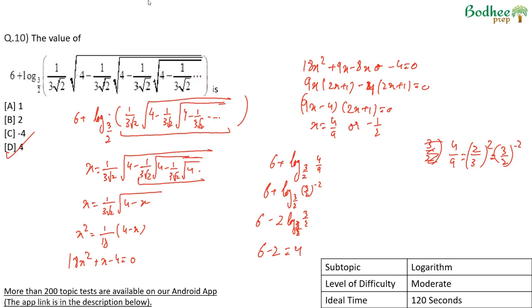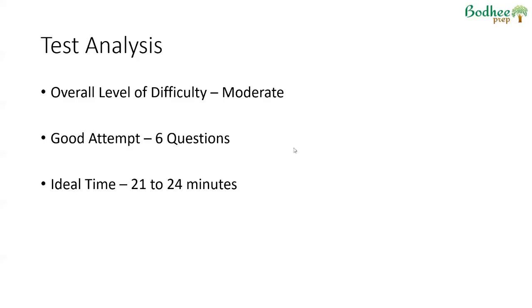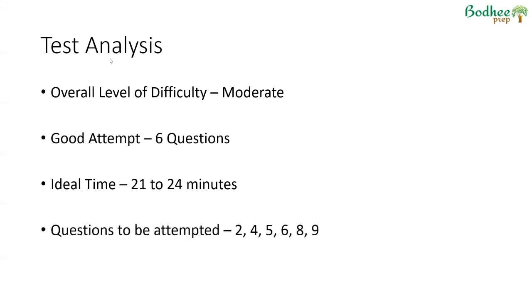And therefore, if you look at the overall test, slightly more than moderate level of difficulty, for 6 questions we're looking at 21 to 24 minutes attempt time. My 6 questions will be 2, 4, 5, 6, 8, 9. Which are these?